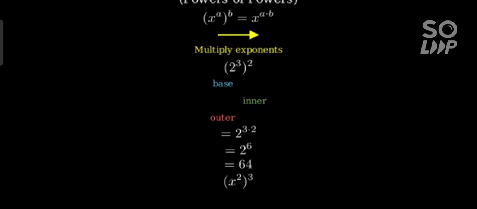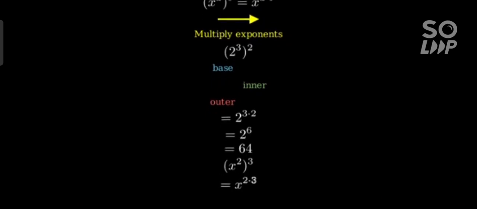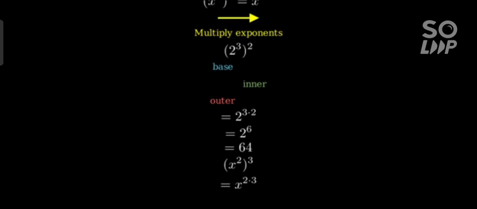Let's solve x to the power of 2, all raised to the power of 3. Again, we multiply the exponents. 2 times 3 equals 6. So our answer is x to the power of 6. Now, let's try an example with negative exponents.